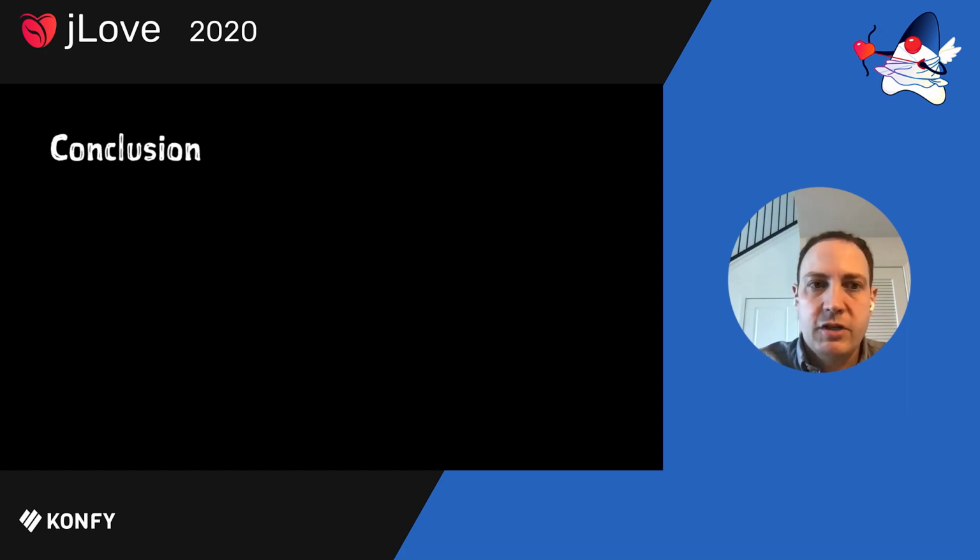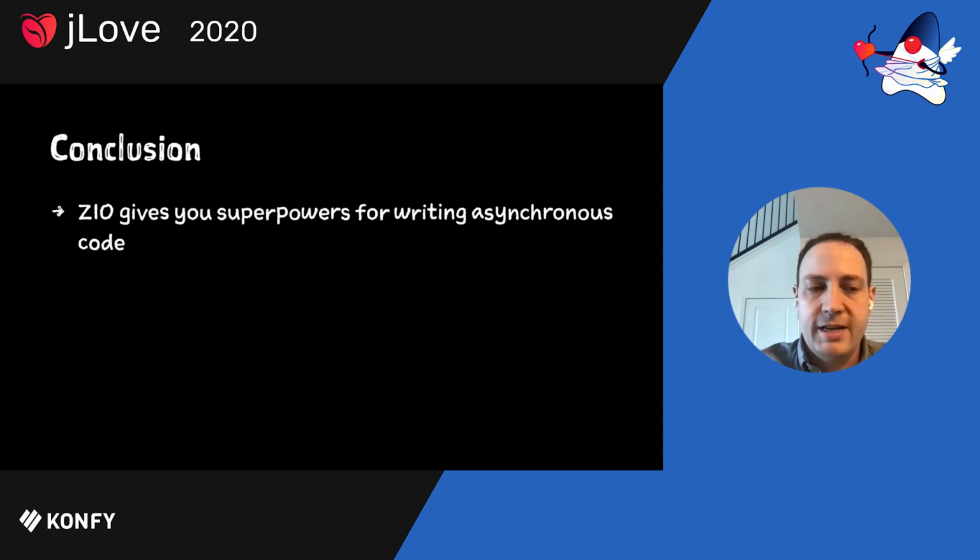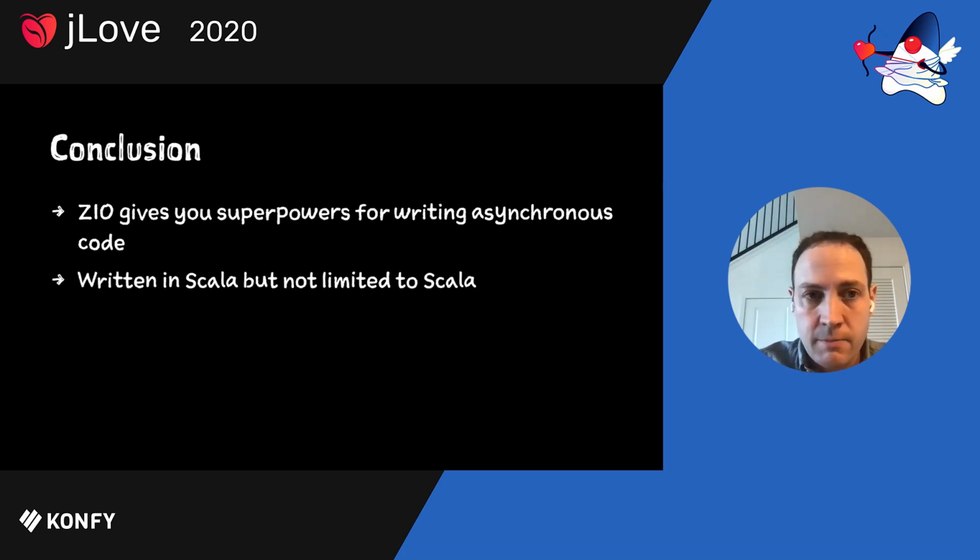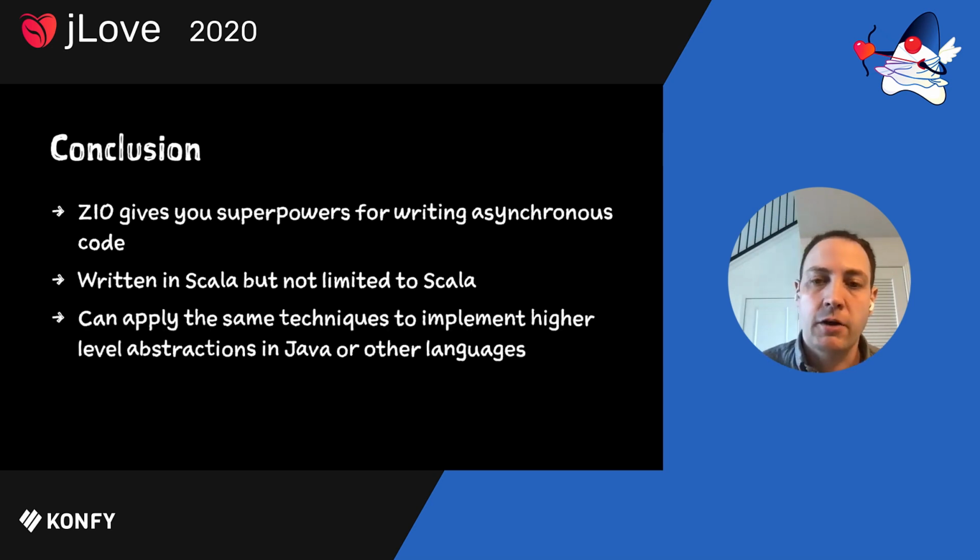So with that, I think I'm just about out of time here. To sum up, ZIO is a library in Scala that gives you superpowers for writing asynchronous code, but the ideas are definitely not limited to Scala. In particular, I think this idea of implementing higher level abstractions can apply to Java and other languages. And there's definitely a trade-off there: ZIO has some overhead associated with it. If you want to do something very low level, you're probably going to be more efficient using one of these lower level tools like java.util.concurrent.